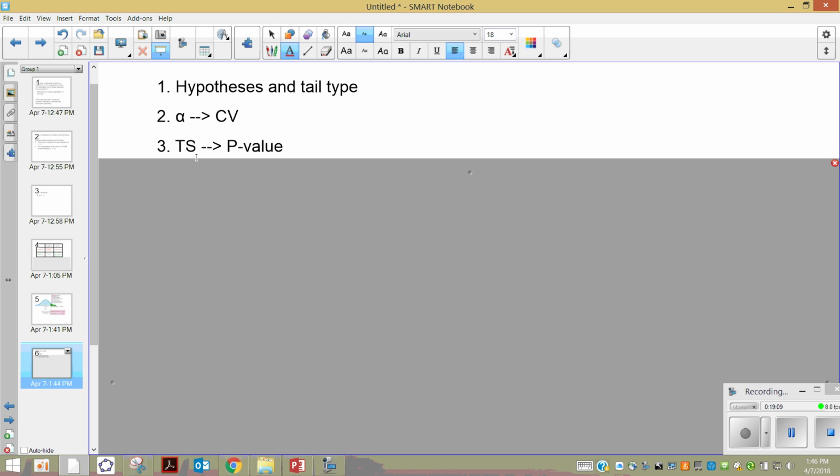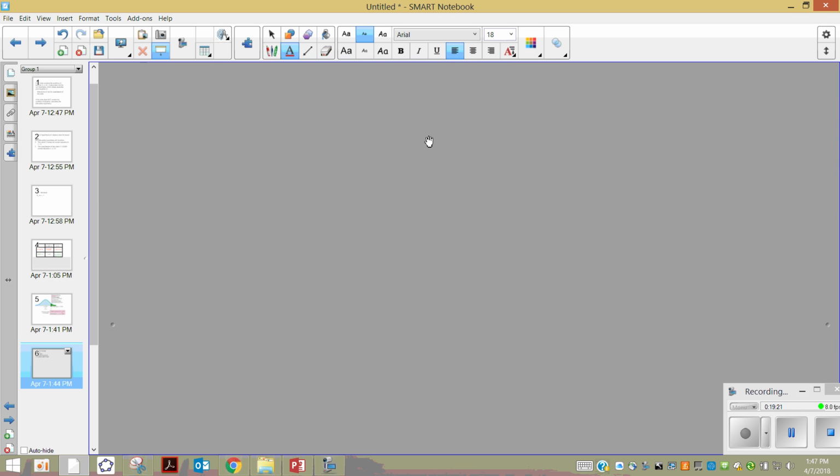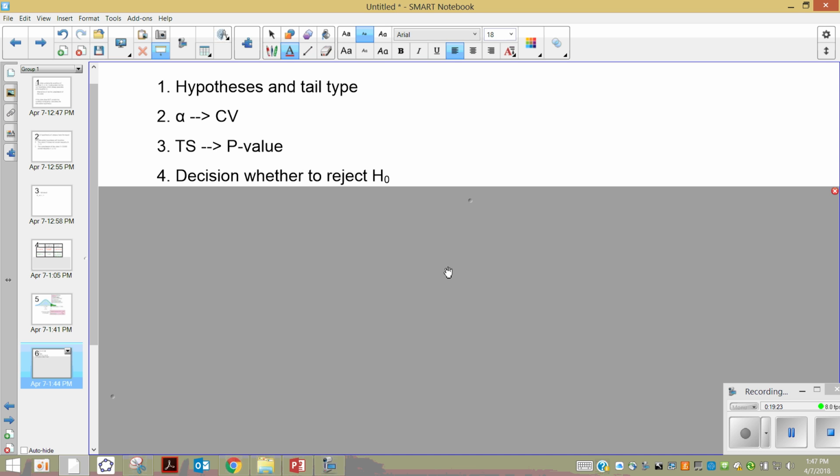And then you'll use your test statistic or your sample statistic. You'll use the formula to get it to be standardized, and then you'll use that to find your p-value area. So that would be the green region, and you can illustrate that under your curve. Then you'll be ready to make a decision whether to reject the null hypothesis.